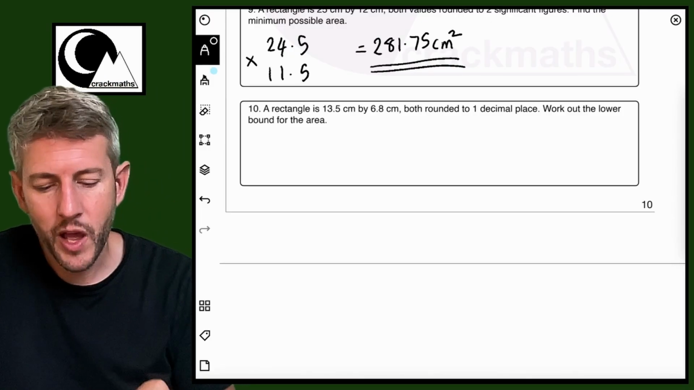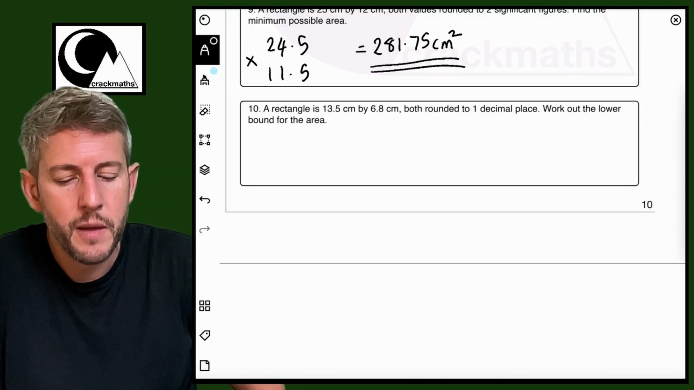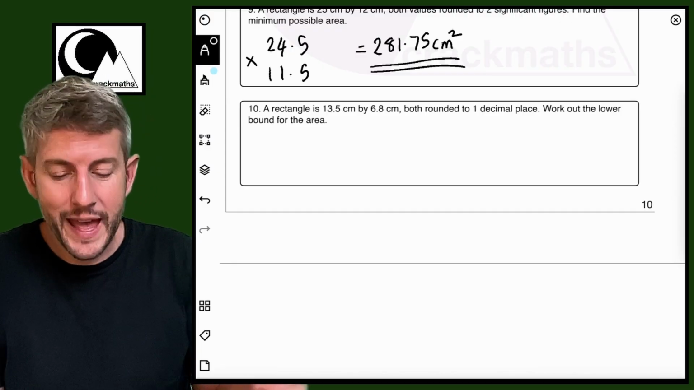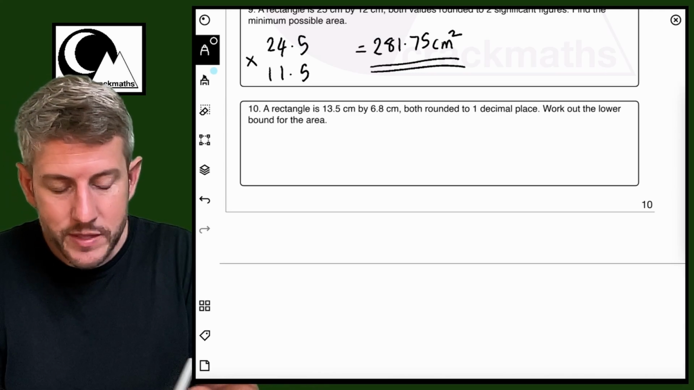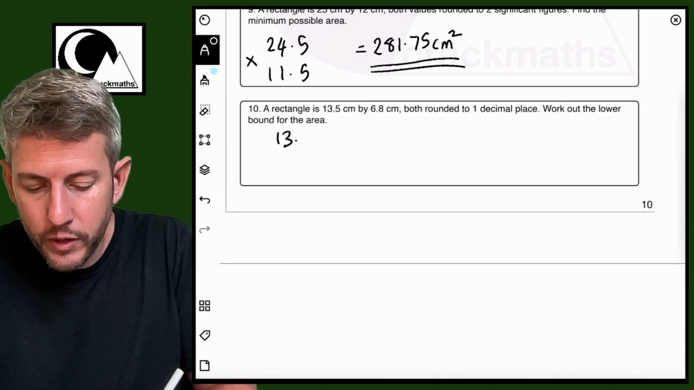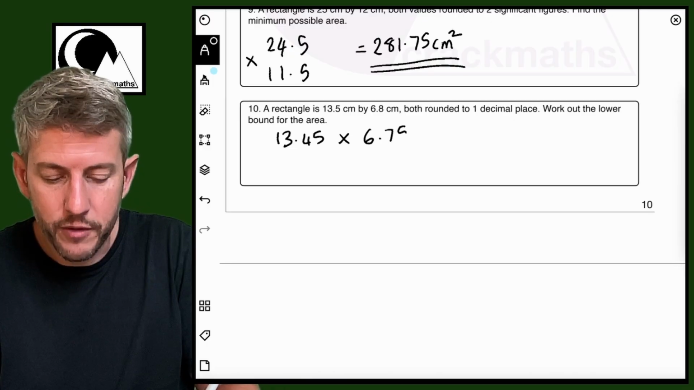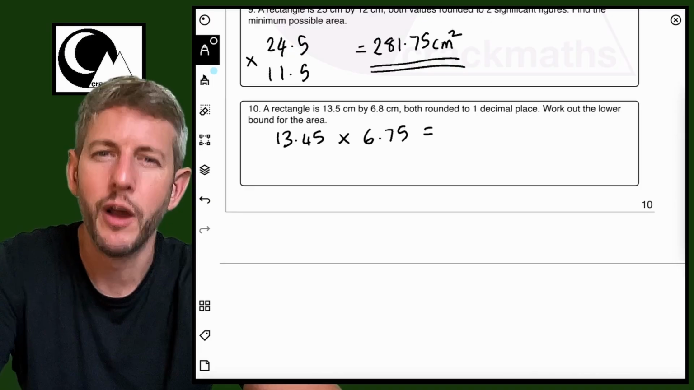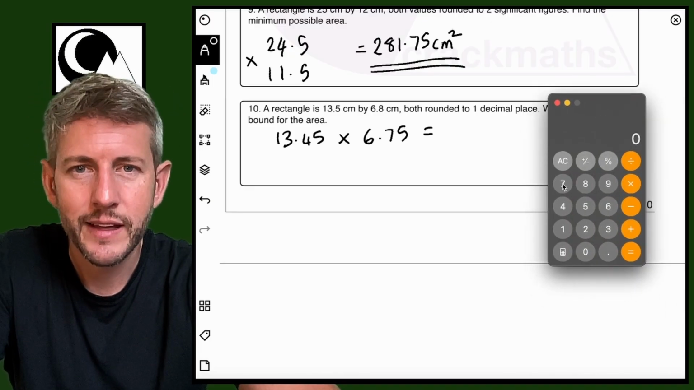Question 10 says a rectangle is 13.5 centimeters by 6.8 centimeters, both rounded to one decimal place. Work out the lower bound for the area. Okay, so it's one decimal place, and they want the lower bound. So we're going to be looking at 13.45 times 6.75, because both of those are the lowest values that would round to 13.5 and 6.8 to one decimal place. Let's get out the calculator and solve these here.